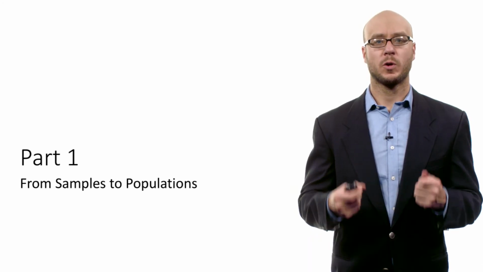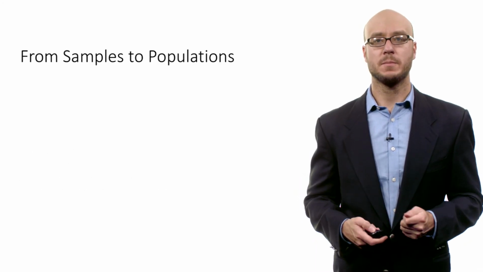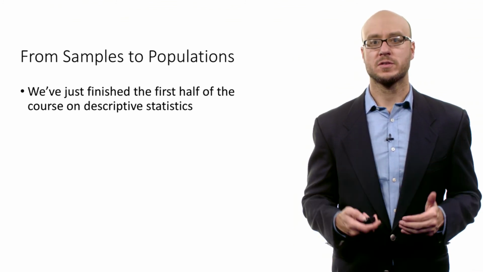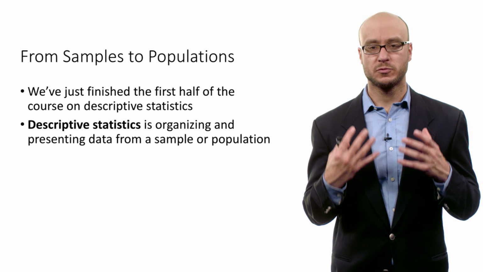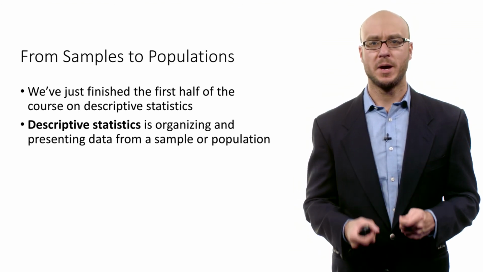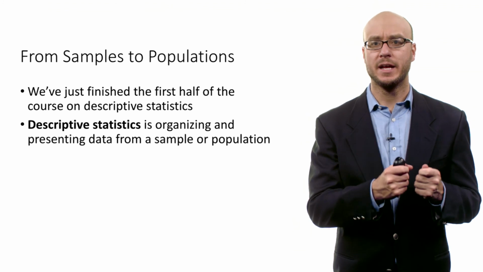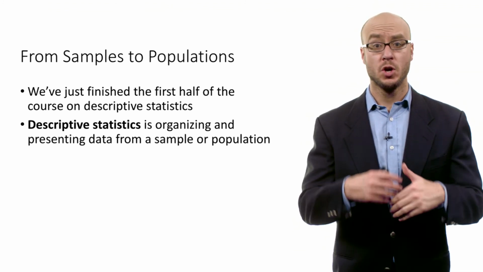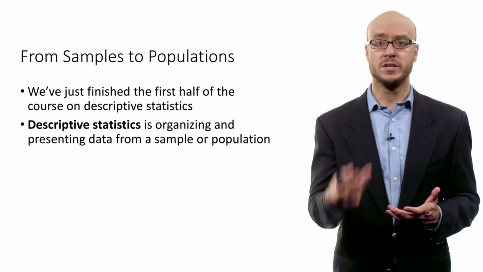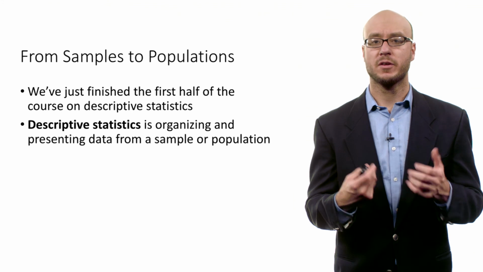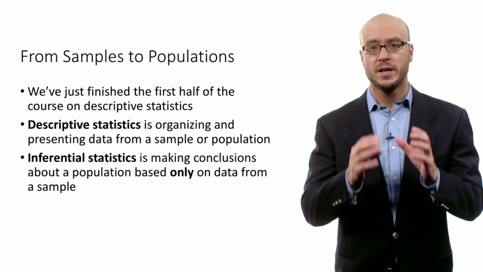For this first topic, we're going to talk about how we can move from samples to populations. So we've just finished this first half of the course in which we talk about descriptive statistics. If you recall, descriptive statistics is about organizing and presenting data, whether it's from some kind of sample, which is a subset of a population, or the entire population, say if you conduct a census. So we look at visualization, tables, and various measures of association.